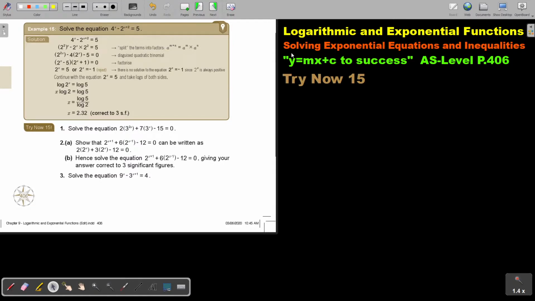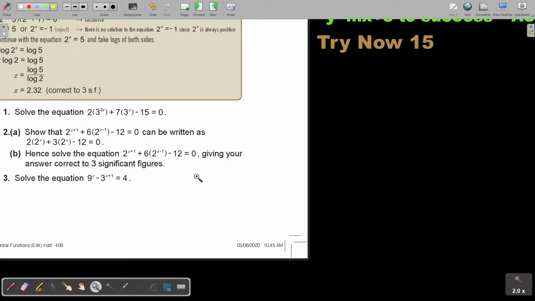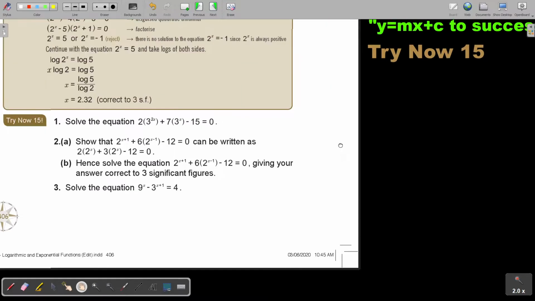In this video, we will continue with solving exponential equations and inequalities. You will find this on page 406 in the Namibian AS-Level Mathematics textbook, y equals mx plus c to success. Let's look at another example. Again, I'm just making it bigger for the exponents.